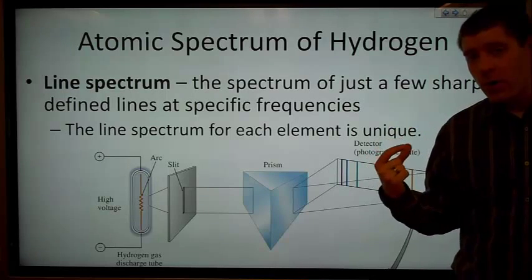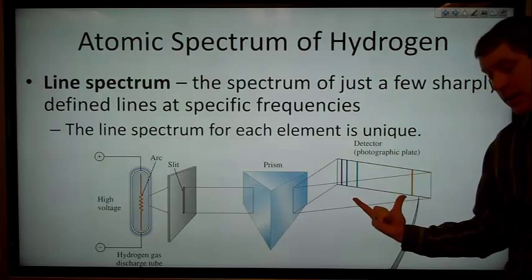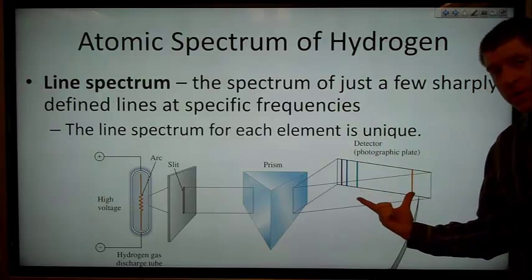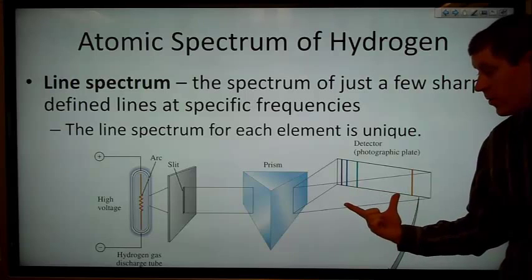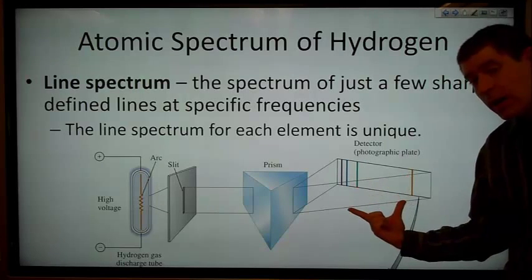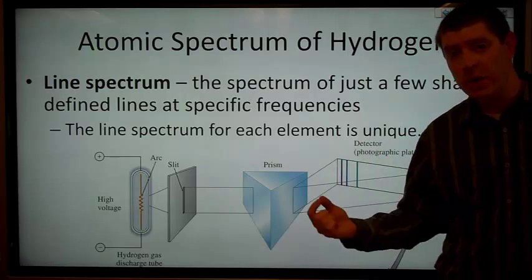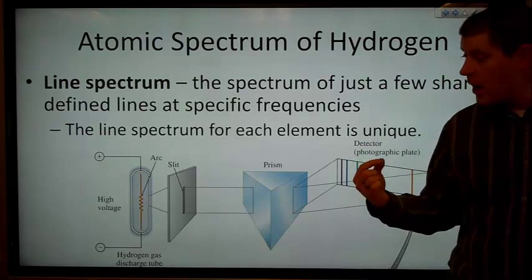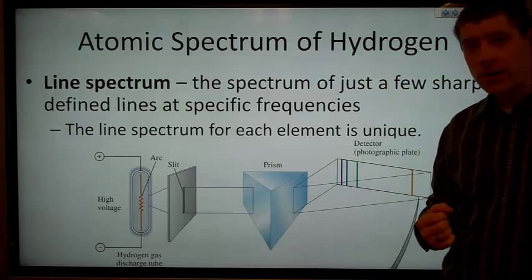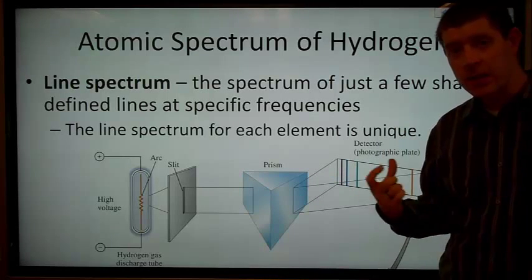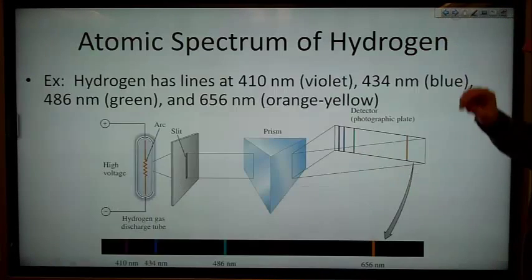Now, scientists a few hundred years ago were trying to explain why the line spectrum of each element was unique. Why were they not all the same? And furthermore, why were there lines? Why was it not a continuous spectrum? And that explanation furthers the model of the atom that they had developed.